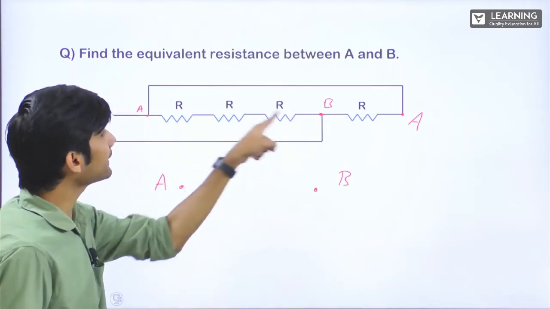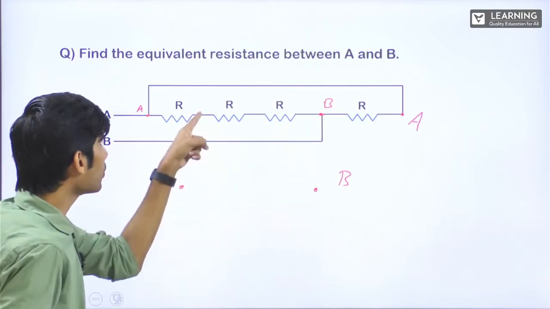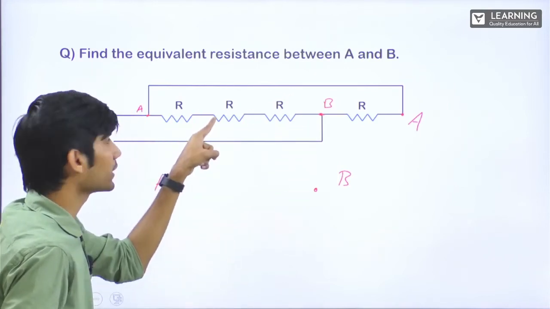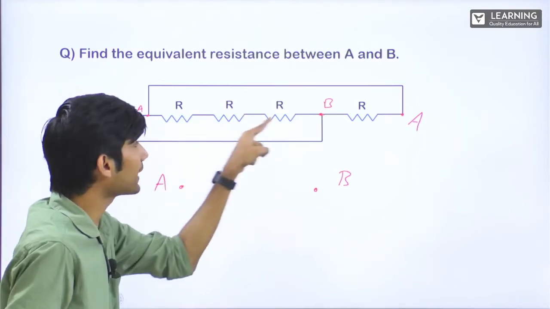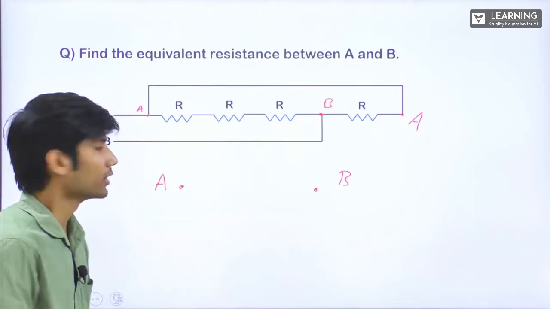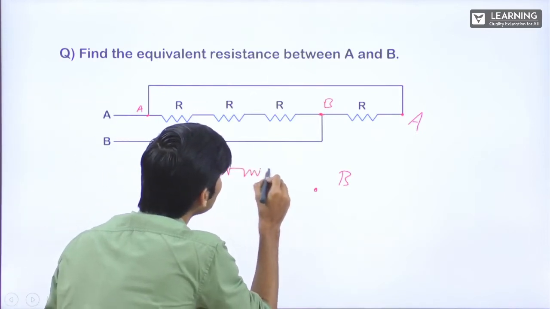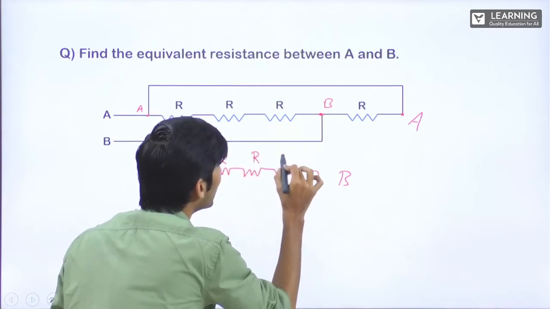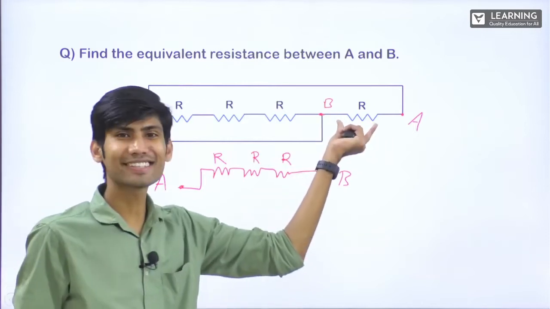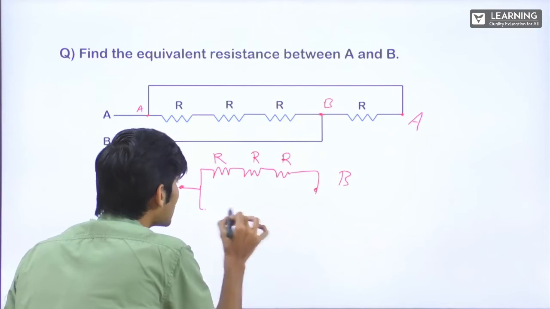See, these three resistances are between A and B, and these three are in series. There is no other wire from the middle. The tail of this is connected to the head of this directly. The tail of this is connected to the head of this directly. These three are in series and they are between A and B. So between A and B, can I make these three resistances in series? R, R and R. Then this resistance is also between A and B. Between A and B, the other resistances.